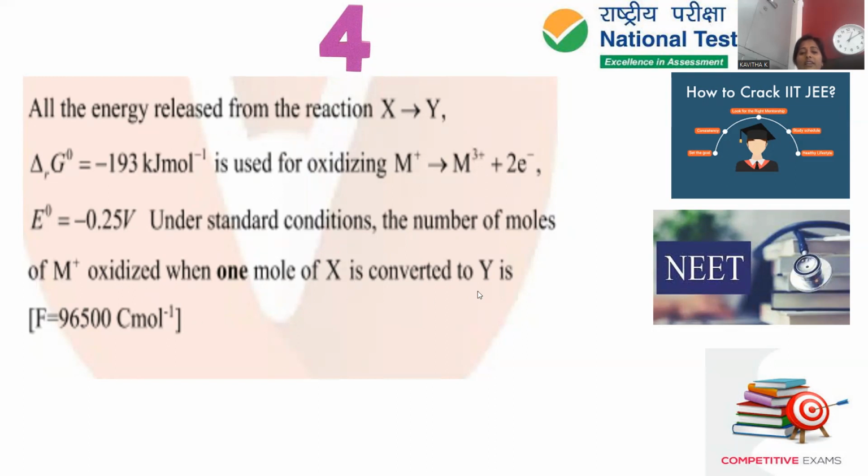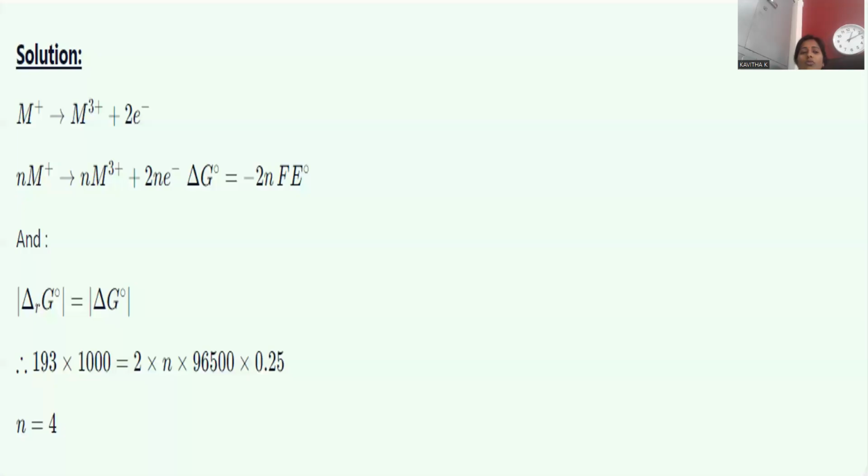when 1 mole of X is converted into Y is... 1 Faraday of energy is given by 96,500 coulombs per mole. So where is this problem collected from? It is a problem purely related to electrochemistry and thermodynamics together, because we have a Gibbs free energy value and we have a standard electrode potential value as well. So it lies in the physical chemistry part where thermodynamics and electrochemistry play a role.